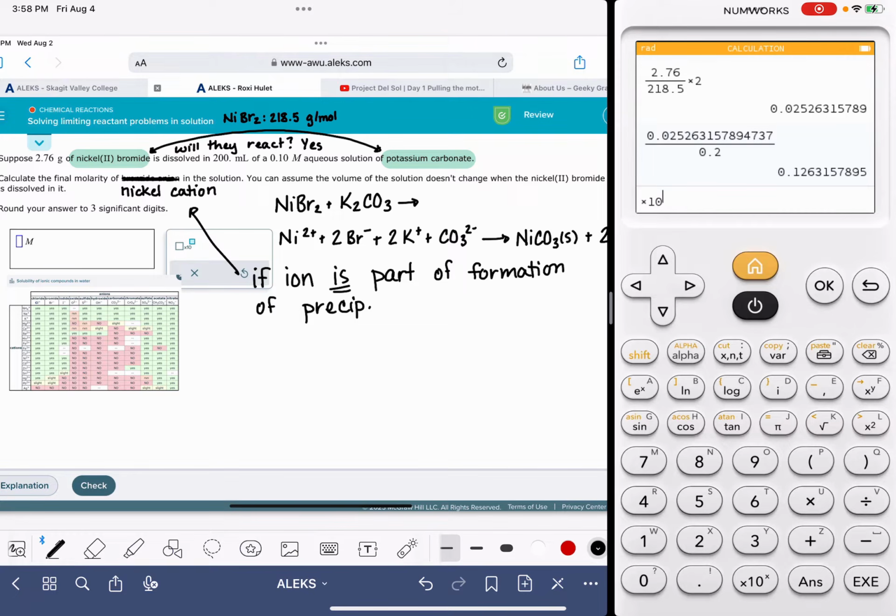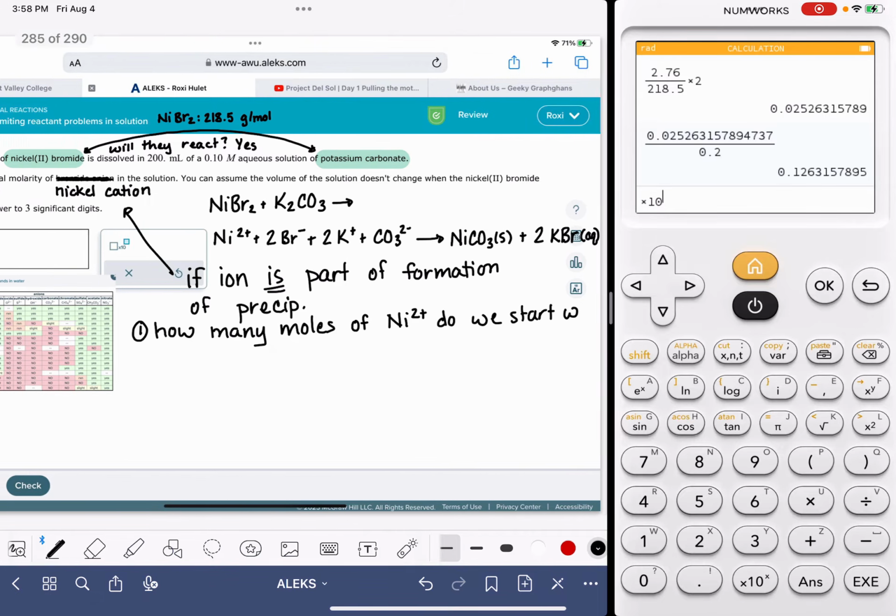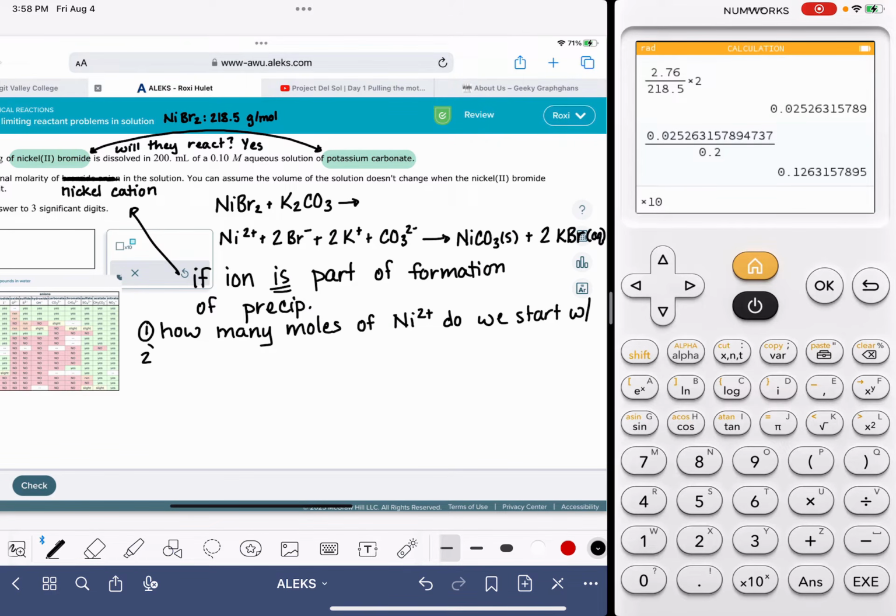If the ion is part of the formation of the precipitate, then we need to figure out how many moles of the ion, I'm going to say nickel, I'm just going to keep it easy. How many moles of nickel do we have to begin? How many moles do we start with? And we also need to figure out how many moles of that nickel will react.